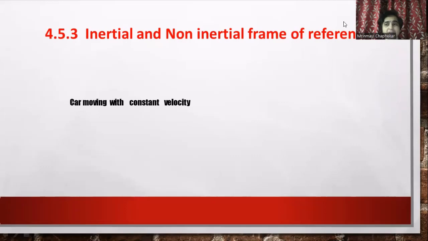And a frame of reference which is accelerated, that is when the brakes are applied to a car, there is a change in its velocity. That frame of reference that is the car is accelerated. So accelerated car is an example of non-inertial frame of reference.